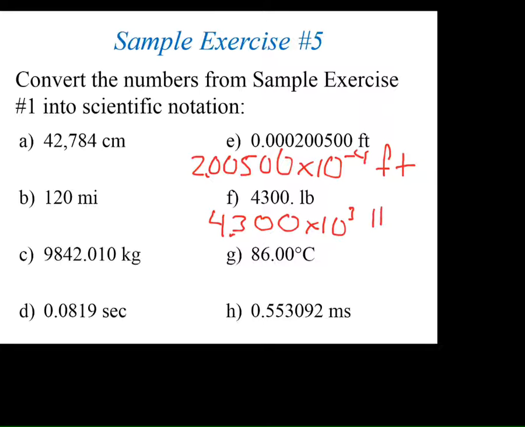Third. Okay. 86.00. How'd you write that one? 8.6.